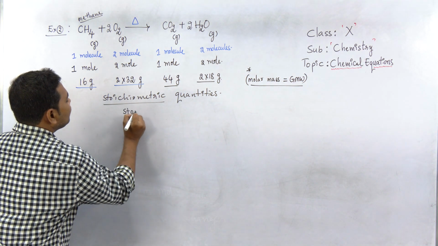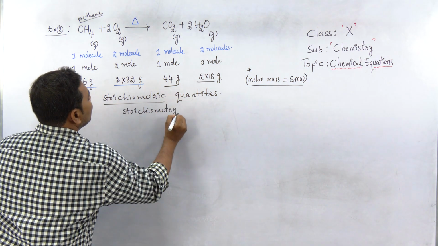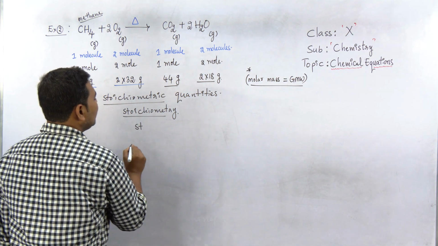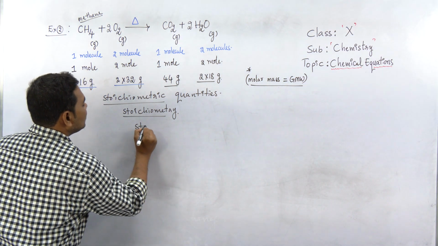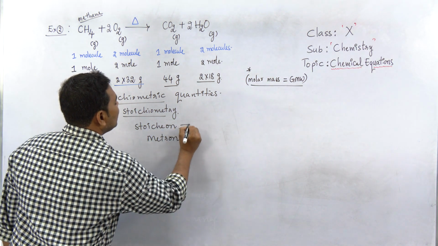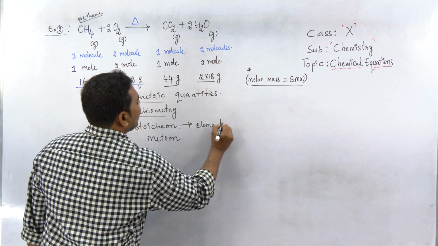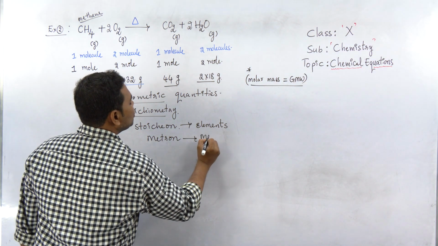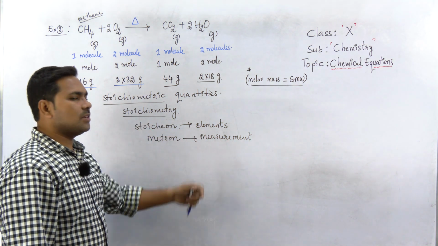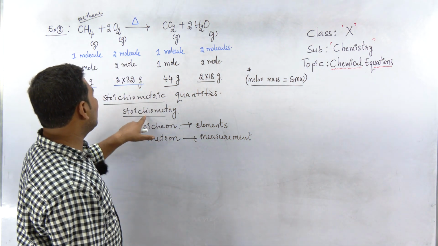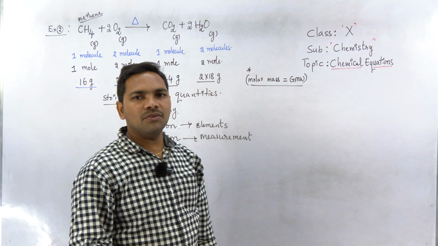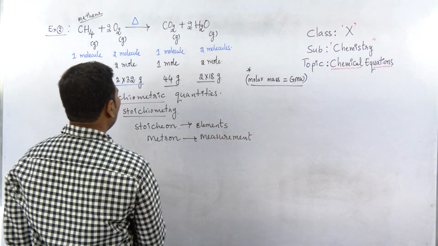This word has come from stoichiometry. It is a branch of chemistry. Stoichiometry has come from two words here. One is stoichion, the second one is metron. Stoichion means elements, metron means measurement. So quantity of elements measuring is generally called stoichiometry, and thus these quantities that we obtain from a balanced chemical equation are generally called stoichiometric quantities.